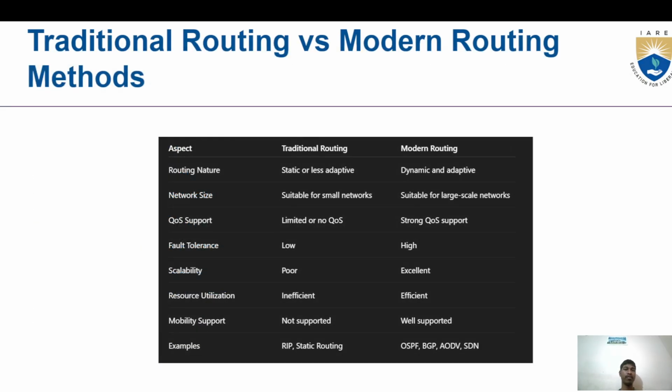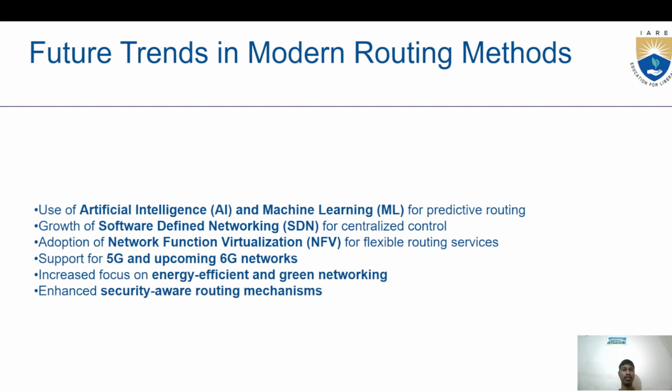So here is the difference between traditional routing and modern routing. The fault tolerance in traditional routing is very low, scalability is very poor, and there are a lot more disadvantages than advantages in traditional routing. But when you compare traditional routing with modern routing, there are a lot of advantages and it is much better. The future trends that we have are using AI and ML, solid principles, software defined networking, and 5G and upcoming 6G networks.